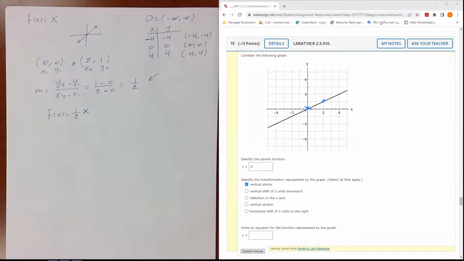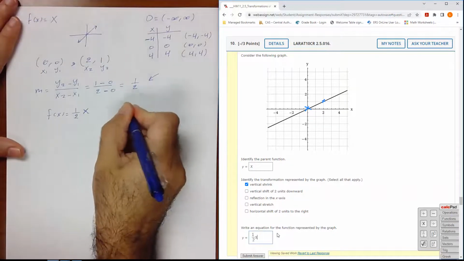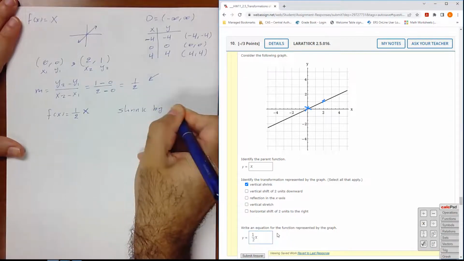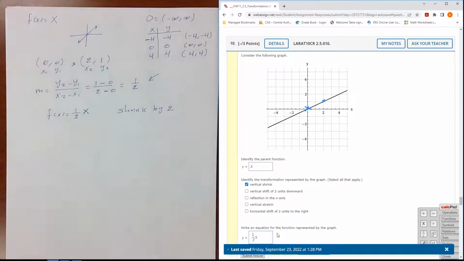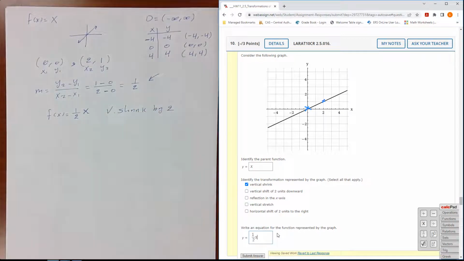So what I'm going to write down here, I'm going to just say 1 over 2. So it's a shrink by 2, not by 1 over 2. You're going to say it's a shrink by 2. So this one, shrink by 2. Vertical shrink. You can check because we have vertical shrink and horizontal shrink. So that's it for this example.